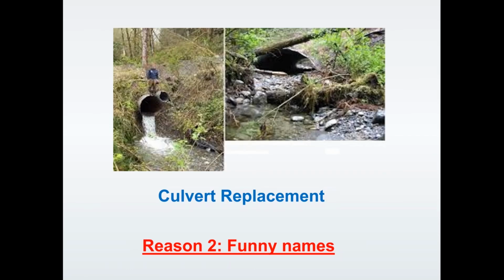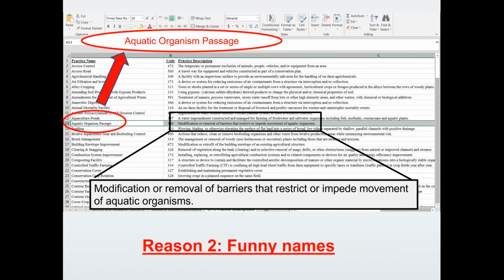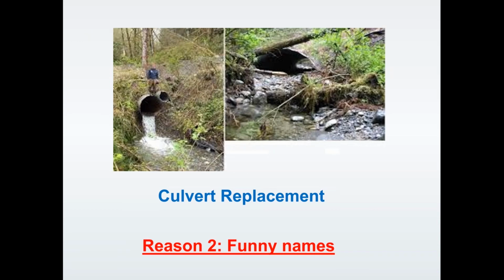Okay. So the other reason that we might have a problem is what I call funny names. NRCS has their own language. And I'm trying to get this to go back up. In our state, anadromous fisheries are an important consideration. Culverts, like the picture on the left there, they can't migrate up, so we change them. In general, most of us call that culvert replacement.